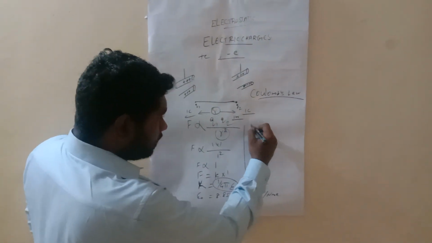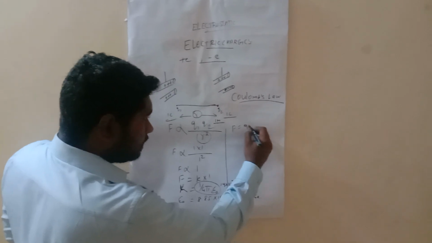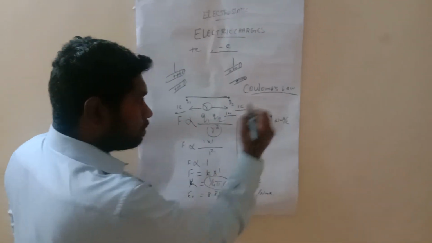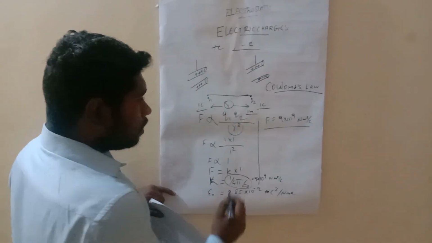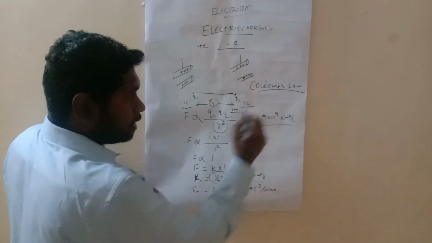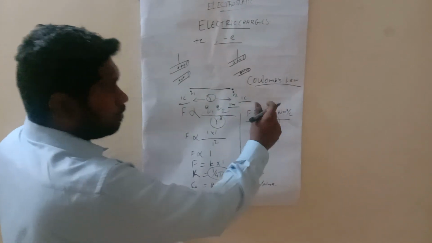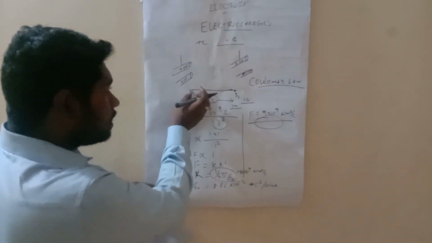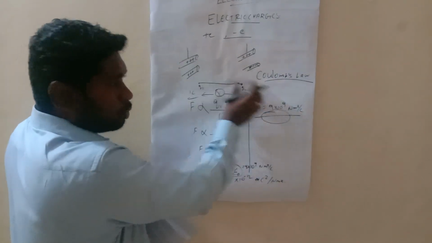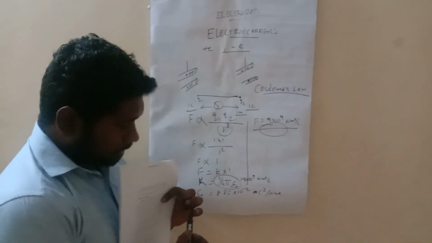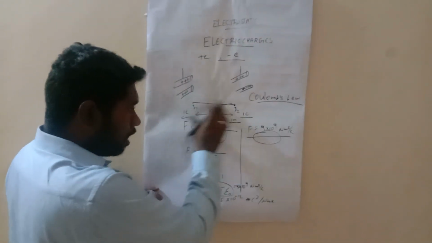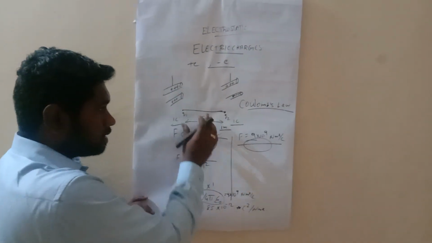So the force will be F equal to 9 into 10 to the power 9 Newton meter squared per Coulomb squared. So the force between the Q1 and Q2 charges is equal to 9 into 10 to the power 9 newtons. This much force arises between these two charges. From this we conclude with Coulomb's law. Coulomb's law says how much force there is between two charges.